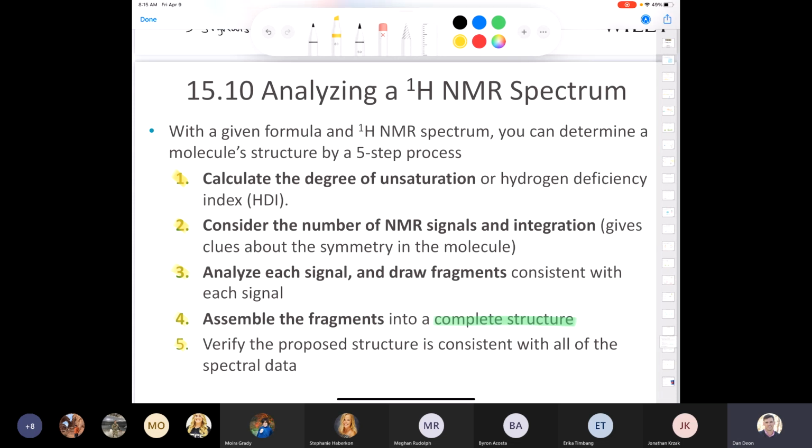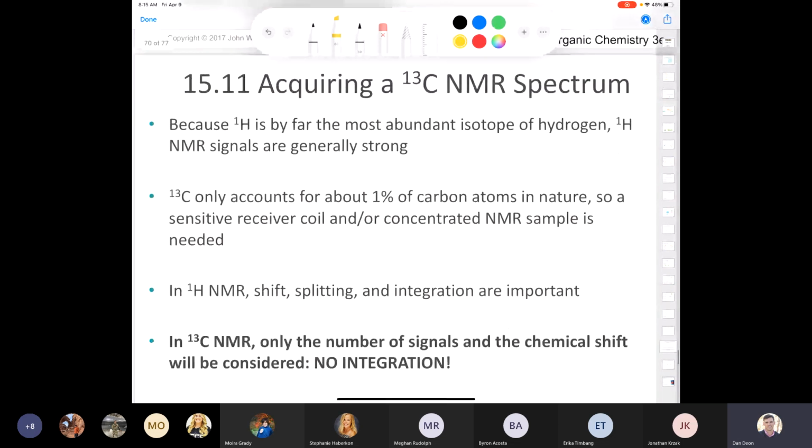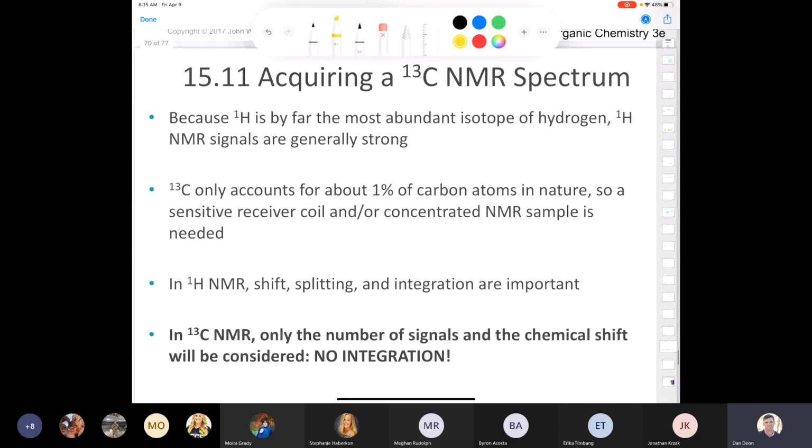Well, that covers proton NMR. The last section of this chapter deals with carbon-13 NMR. And some books will even present carbon-13 NMR before they present proton NMR. And the reason why is because when we looked at proton NMR, we talked about chemical shifts. We talk about splitting, doublets, singlets, triplets, all that stuff, and integration.